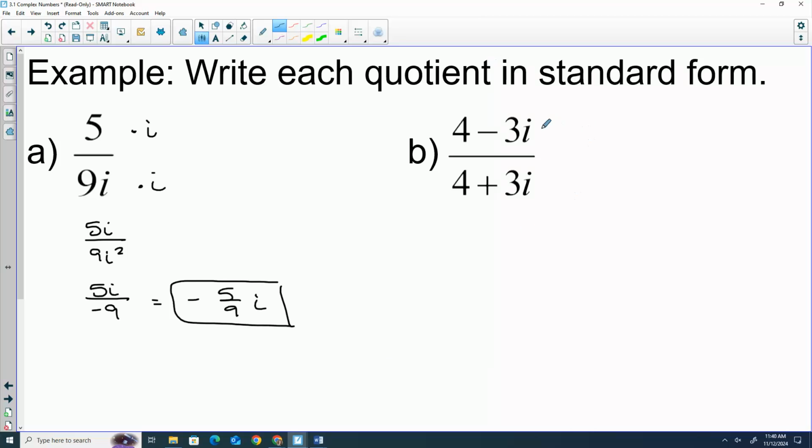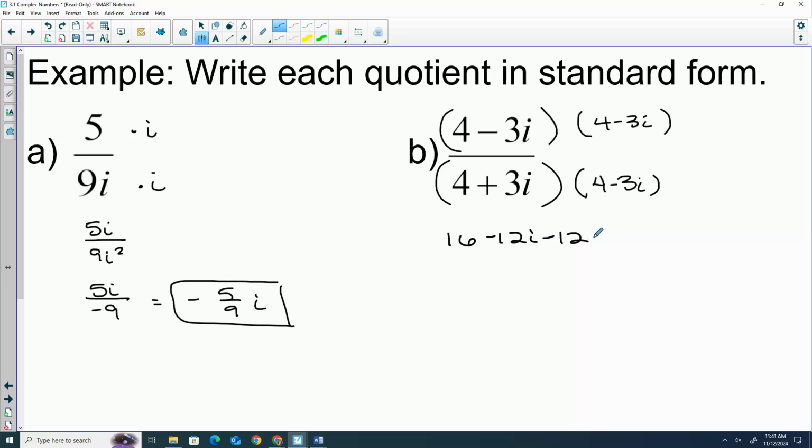Alright, B, what do we have to do? Okay, conjugate of the denominator, so 4 minus 3i on top and bottom. So top with FOIL, we get 16 minus 12i minus 12i plus 9i squared. At the bottom, when we FOIL, we get 16 minus 12i plus 12i minus 9i squared.